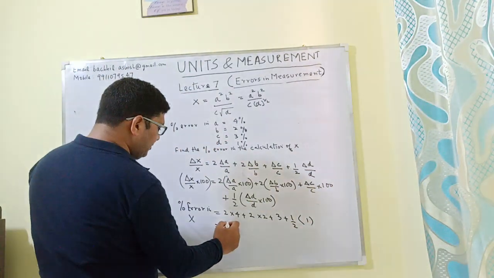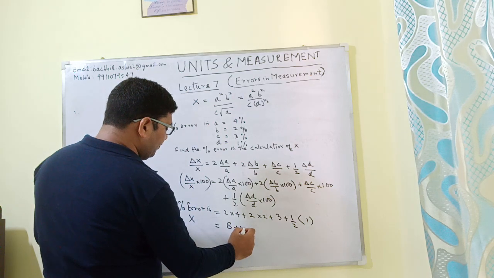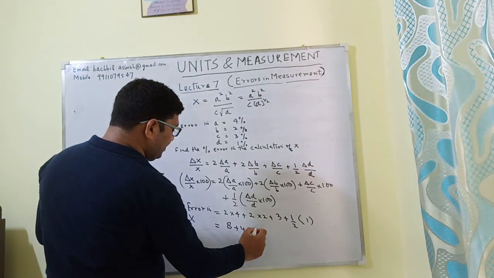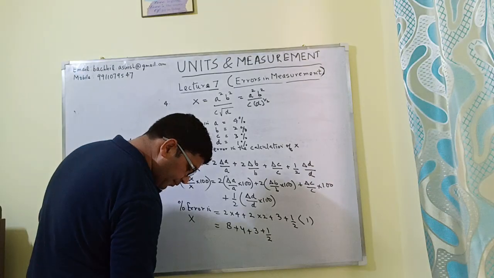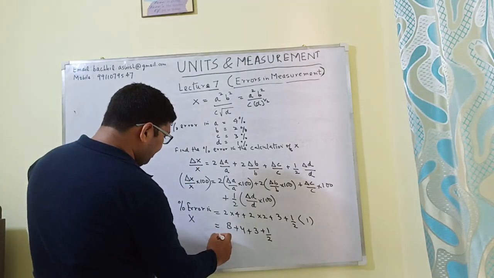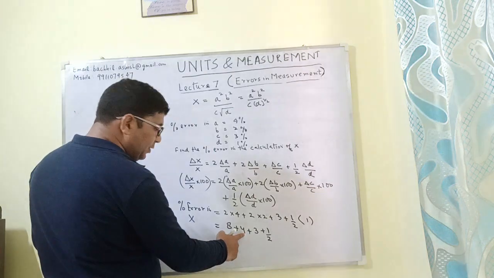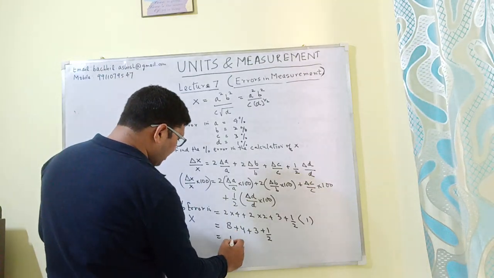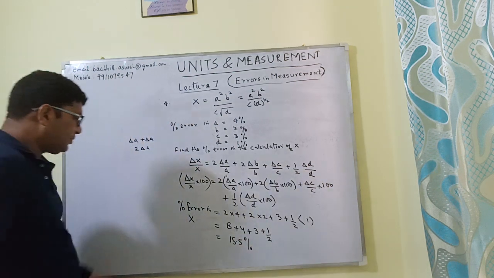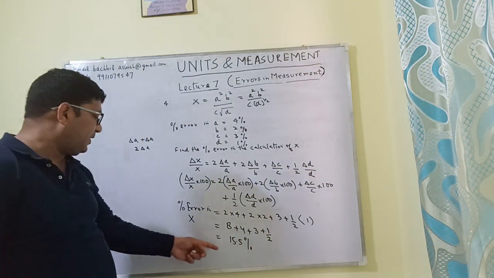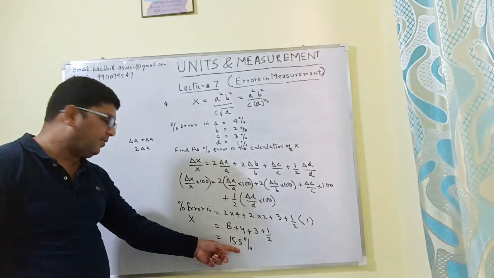So, this is equal to what? 8 plus 4 plus 3 plus 1 by 2. So the percentage error will be 8, 4, 12 plus 3, 15, 15.5%. So the percentage error in the measurement of x will be equal to 15.5%.